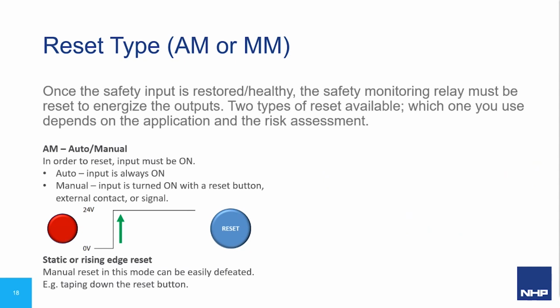This can be done manually by using a reset button or external contacts to apply the signal, or it can be done automatically by hardwiring the source of the input signal directly into the reset terminal. This is usually 24 volts. What this mode does under the hood is look to see if the signal on the reset input is high, and if it is high, then it will reset.